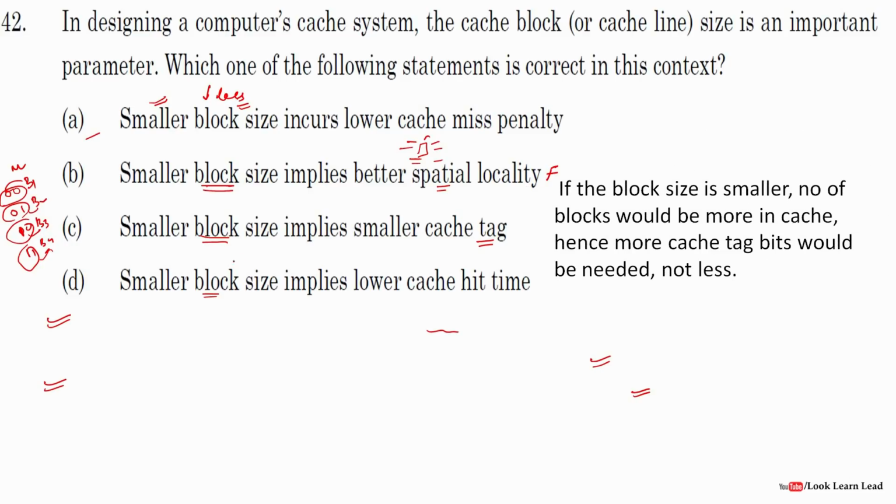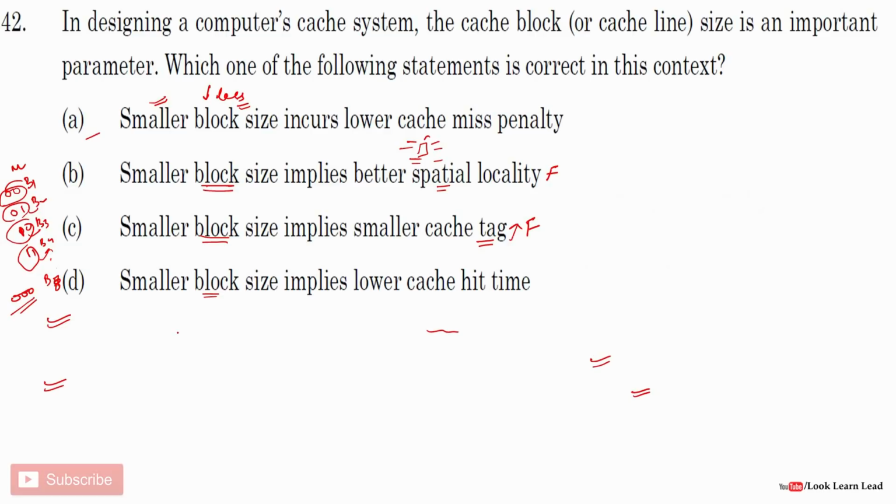Now, smaller block size implies smaller cache tag. If a block size is smaller, the cache tag would be higher, because if the memory is divided into 4 blocks, then we have 2 bits of tag. But if the memory is divided into 8 blocks, then we would have 3 bits of tag to identify each block. So the cache tag would be higher. So it is false. Next, smaller block size implies lower cache hit time.